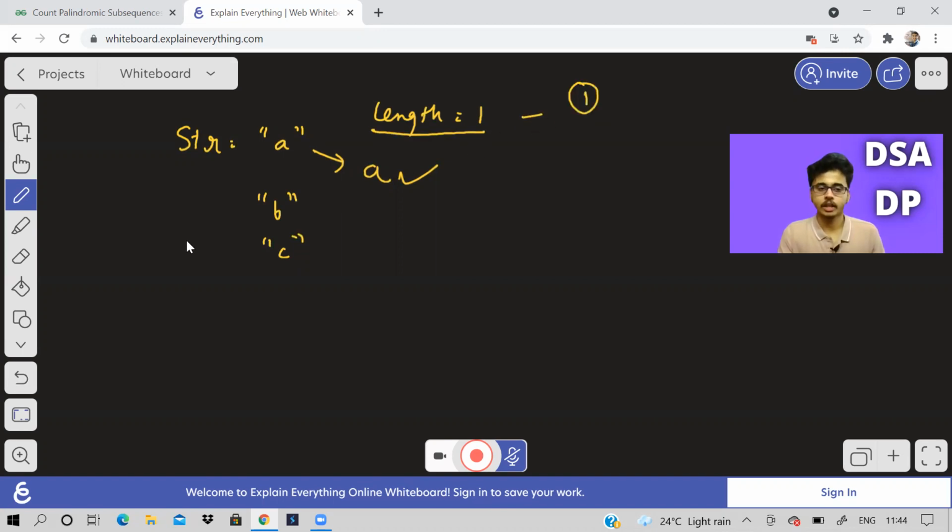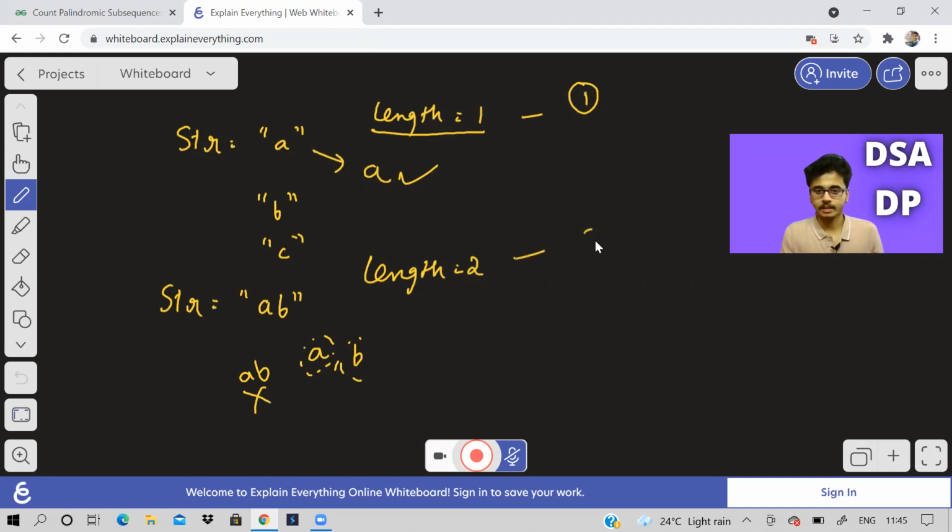Correct. Okay. So now let us take another string. Let it be AB. Now length of the string is equal to 2. How many subsequences are there? A, B. How many are palindromes? See, because we are considering only A here, only one character means palindrome. Even B will be palindrome. But AB also is a subsequence. This is not a palindrome. So in this case, answer is 2.